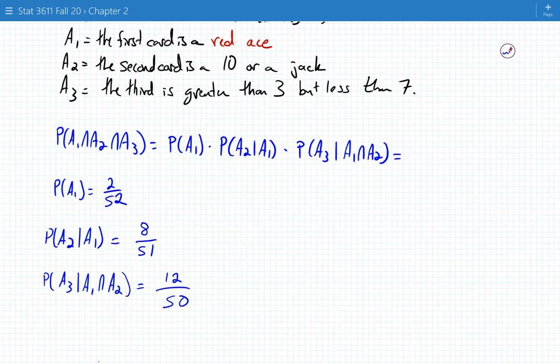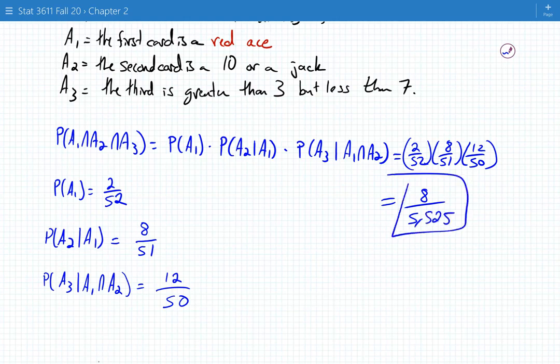So then this product is 2 out of 52 times 8 out of 51 times 12 out of 50. And we can run that through a calculator. That should be 8 out of 5,525.